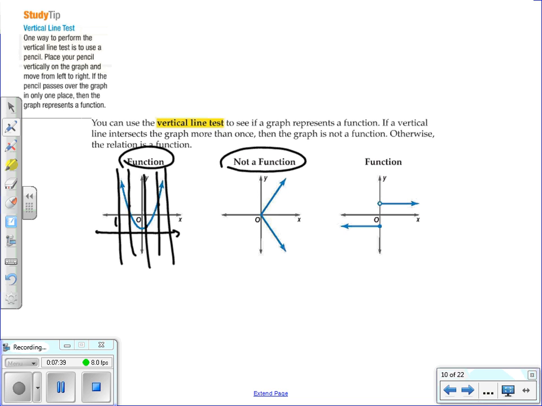Now, if we look at this one, it's not a function because if I do a vertical line test, you can see it passes through 2 points. And if I did it out here, it also passes through 2 points out there. And this one is also a function because this one does not intersect that line and that one does intersect that line.